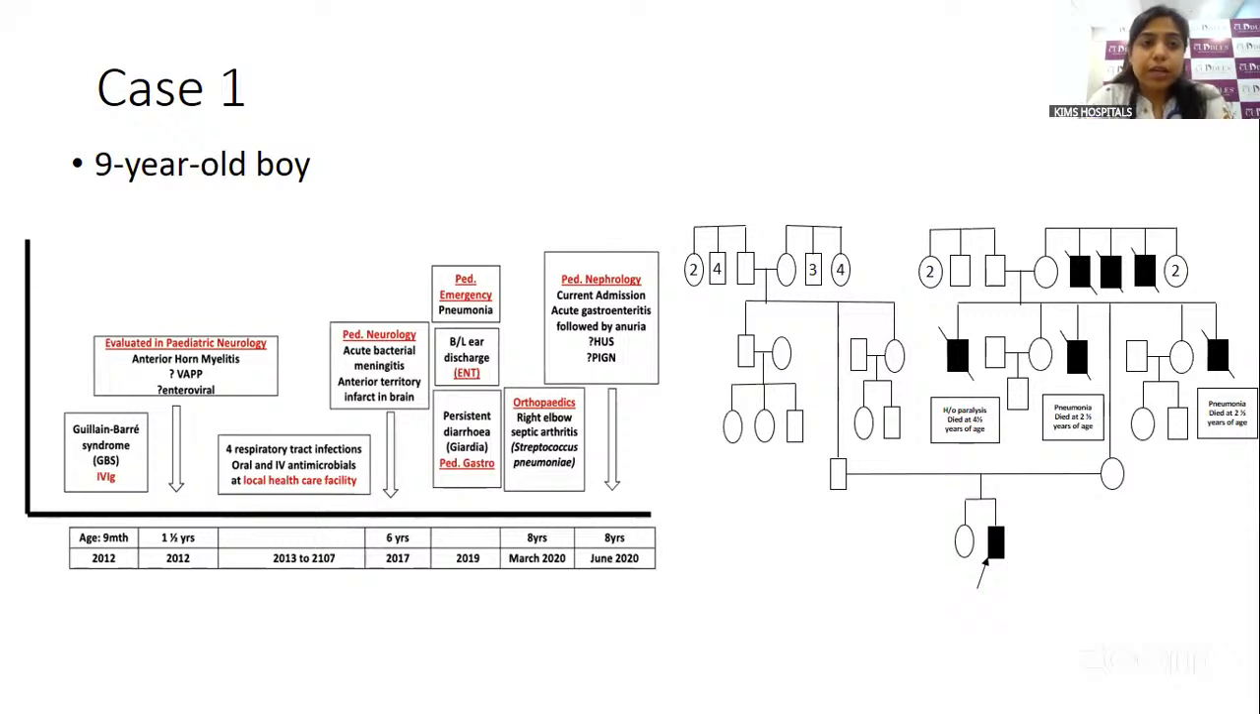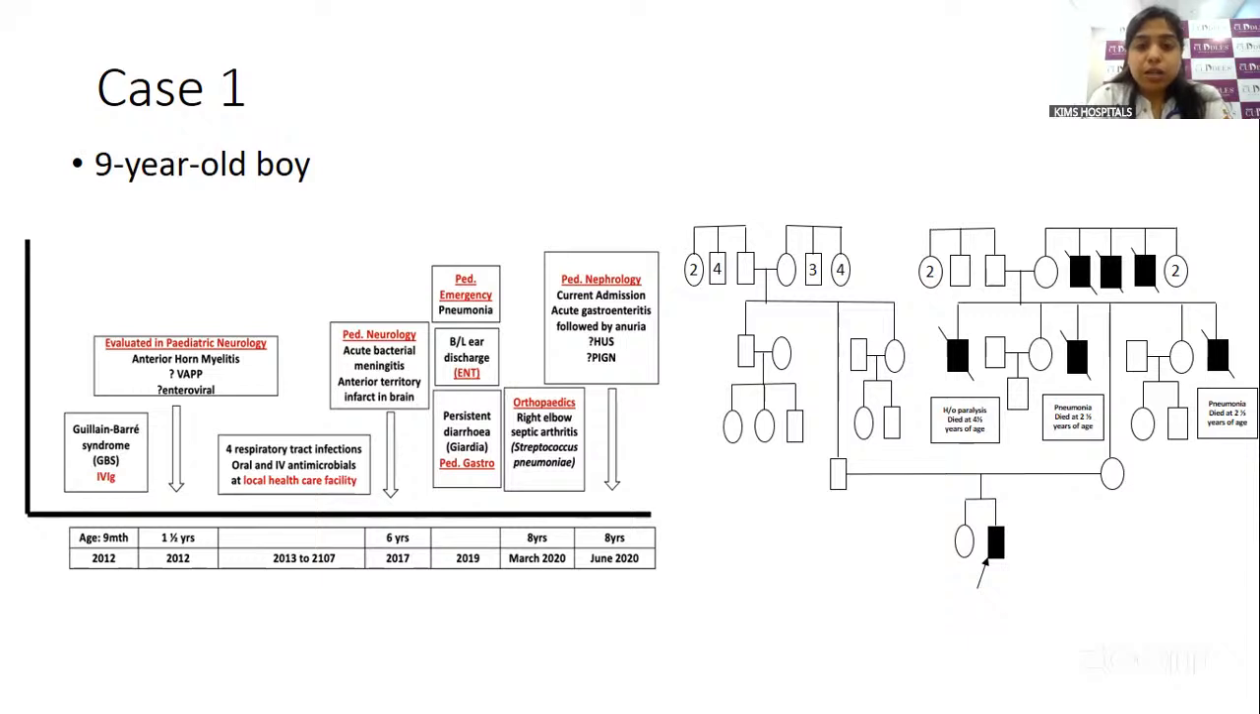Coming to case one, a 9-year-old boy. Even though the child was symptomatic since 9 months of age, he presented to an immunologist only at 9 years. At 9 months, he had Guillain-Barré syndrome and was treated with IVIG. At 1.5 years, he had anterior horn myelitis, also treated with IVIG. Later he had multiple episodes of pneumonia and recurrent ear infections. He had persistent diarrhea due to giardia, meningitis, and septic arthritis due to Streptococcus pneumoniae. Later he presented with acute gastroenteritis.